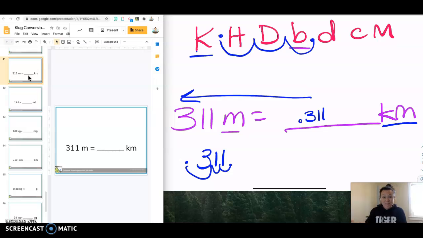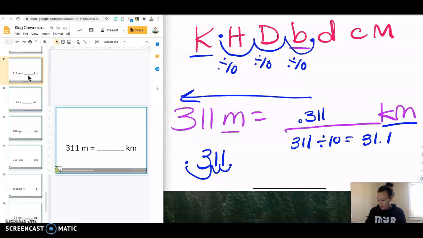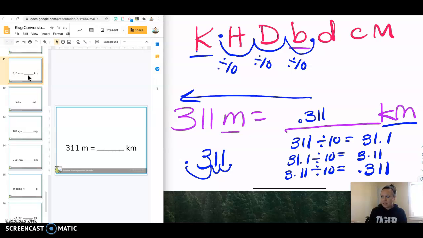Now if I wanted to do my multiplying and dividing method, I would take my number and divide it by 10 three times. Each of these jumps is the number of times I'm going to divide my number by 10. So 311 divided by 10 is 31.1, and then 31.1 divided by 10 gives me 3.11. Then 3.11 divided by 10 gives me 0.311. So both of my methods work.